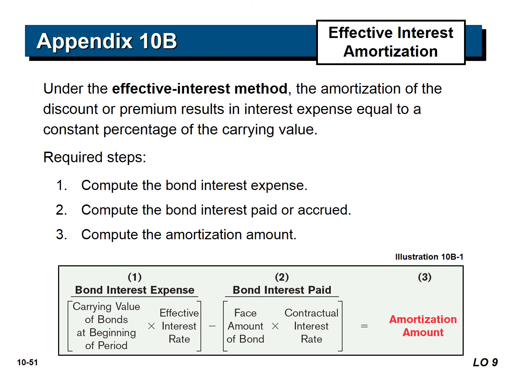That's what we call the straight line method. There's another method of amortizing the discount. It's called the effective interest method, and it's a little bit different. We compute the bond interest expense first instead of third, and then the interest paid, and then the amortization. And so the formula is your bond carrying amount, the beginning, times the effective rate, then minus the face value times the contract rate.